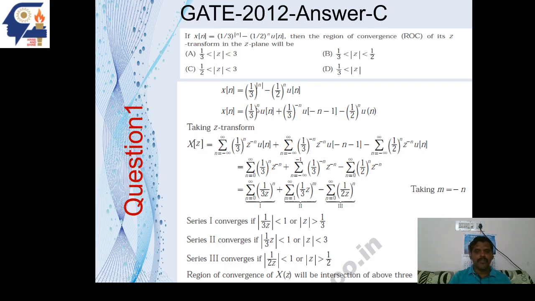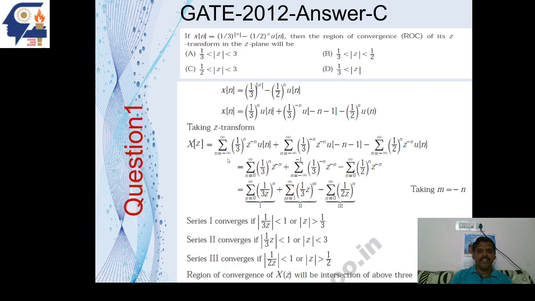So when n is positive, it is a causal signal. When n is negative, it is a non-causal signal, which is u of minus n minus 1. Otherwise this entire one, next step we will see. Minus (1/2)^n u of n, the given signal. Taking z transform on both sides, you will get a general formula.